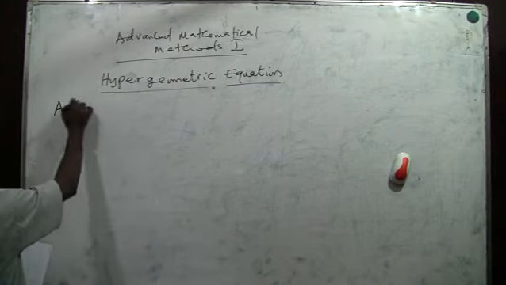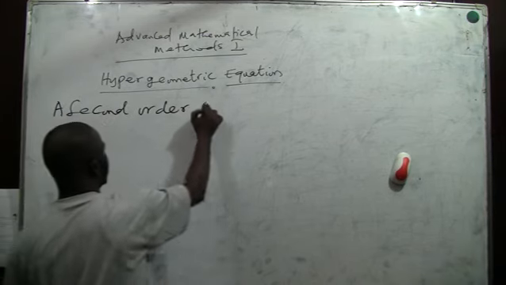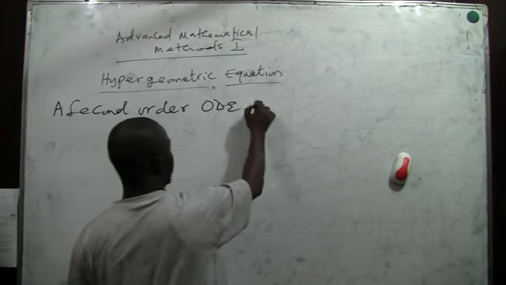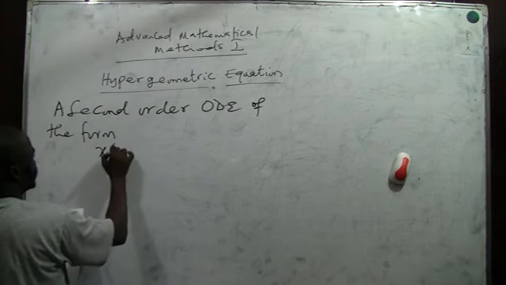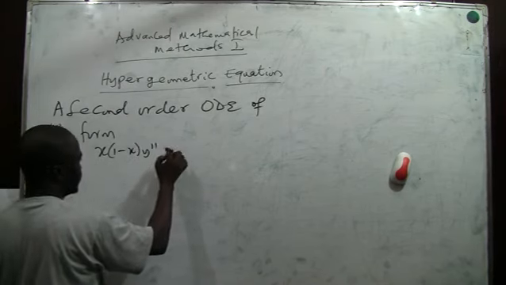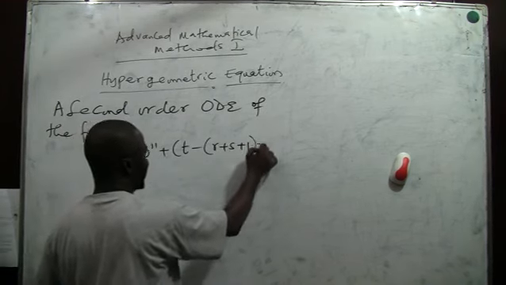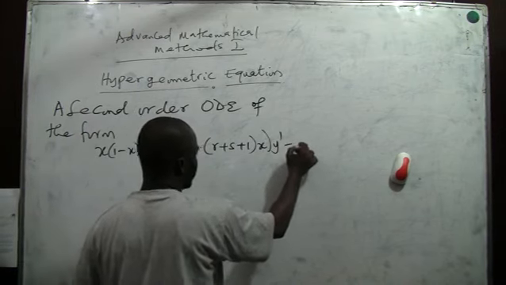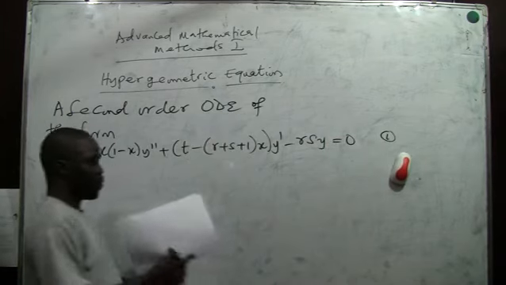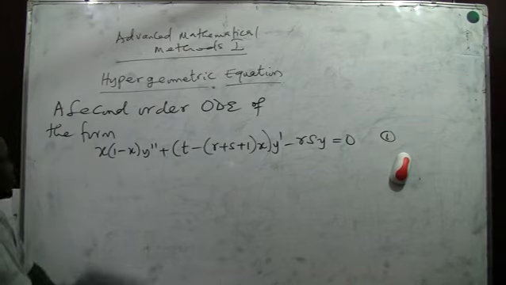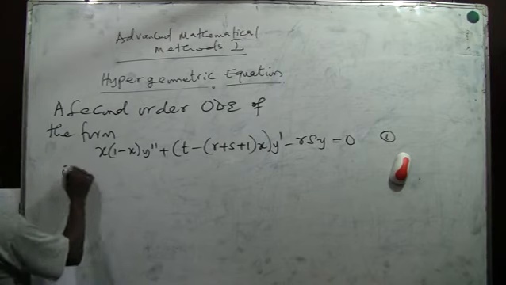A second order ordinary differential equation of the form x(1 − x)y'' + [c − (r + s + 1)x]y' − rs·y = 0, call it equation 1. This equation 1 is what is referred to as hypergeometric equation. So equation 1 is called hypergeometric equation.